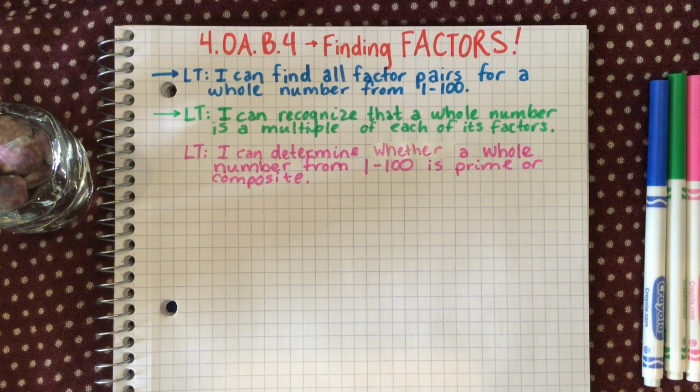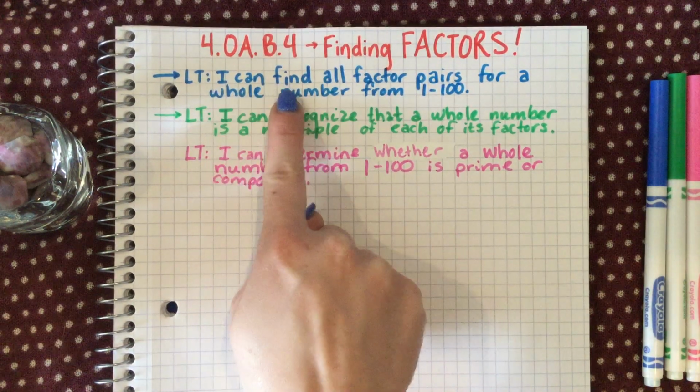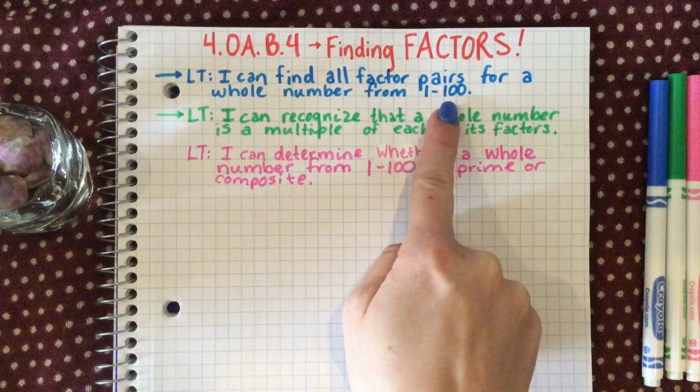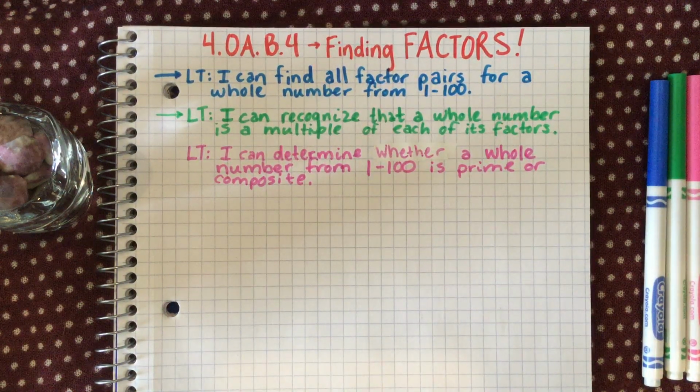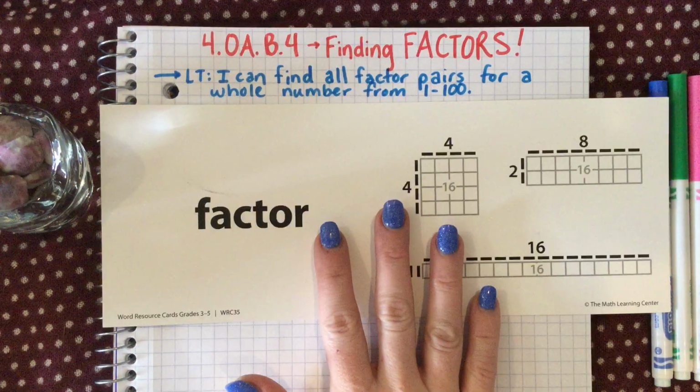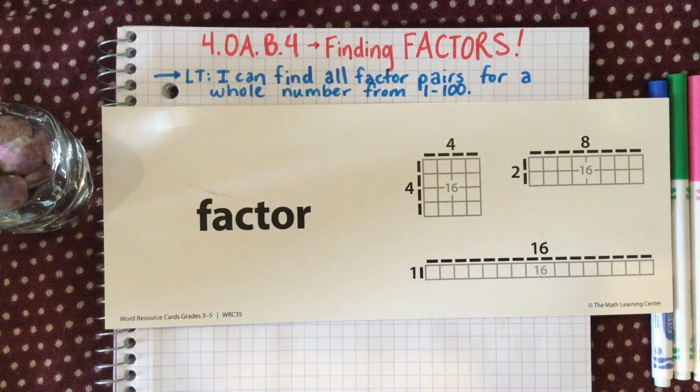Okay, so let's look at our first target. I can find all factor pairs for a whole number from 1 to 100. Now, you probably remember this from the beginning of the year, but if you don't, never fear. We are going to chat about all of those things. So let's break this down. We're looking at the word factor. Okay, what is a factor?